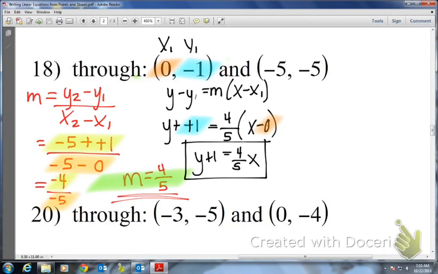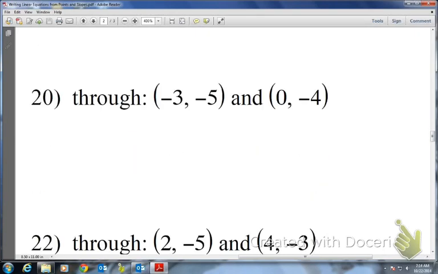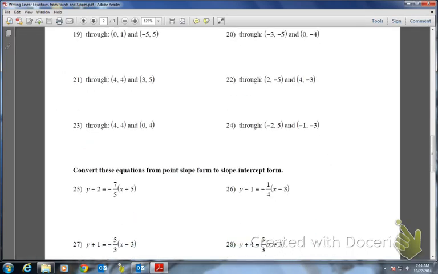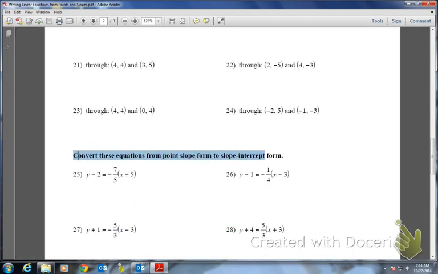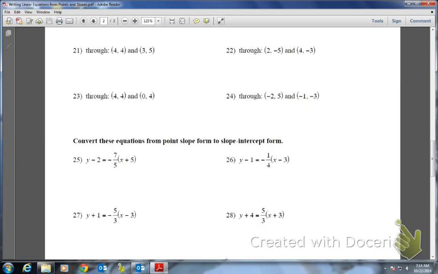The only section we didn't cover was this section down here at the bottom. The last section says convert these equations from point-slope form to slope-intercept form. So that just means that they want you to distribute the slope, so you'll distribute the negative 7/5 to both of these, and you'll multiply, and then you'll add 2 over to the other side, and you'll simplify as much as possible.